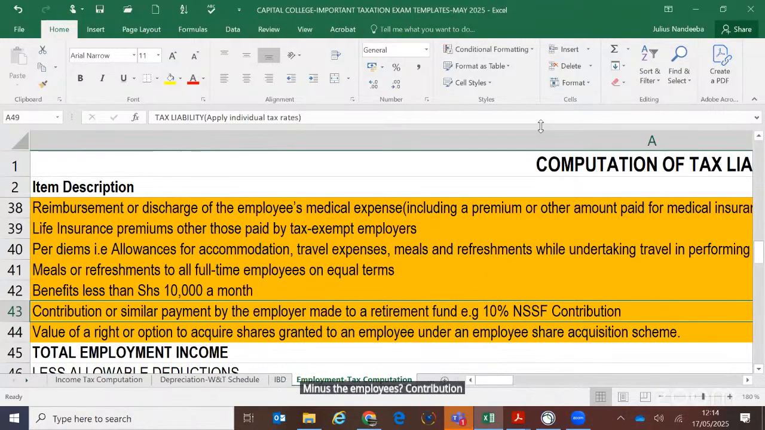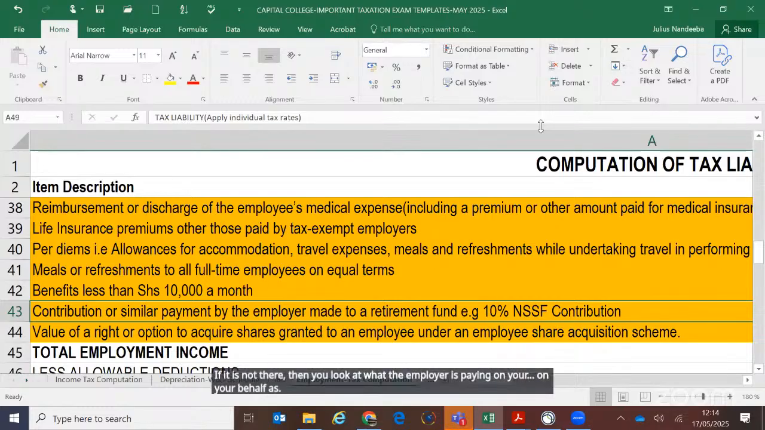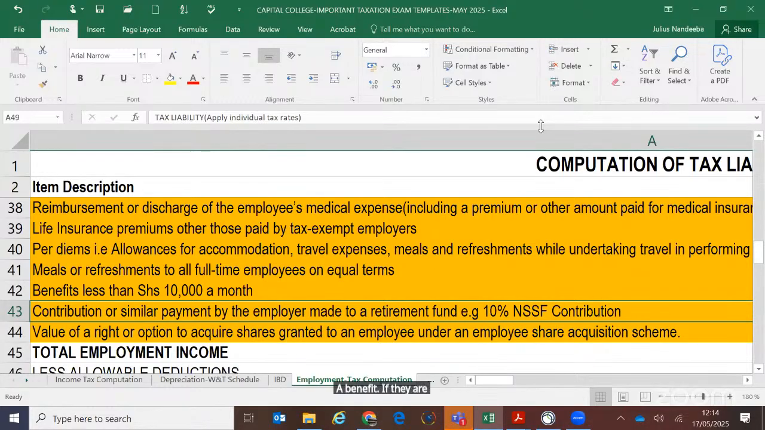So for any benefit in kind, you look at what the employer has paid minus the employee's contribution, if any. If it is not there, then you look at what the employer is paying on your behalf as a benefit. If they are paying national water for you and the bill is 500,000 per month, you get 500,000 times 12.